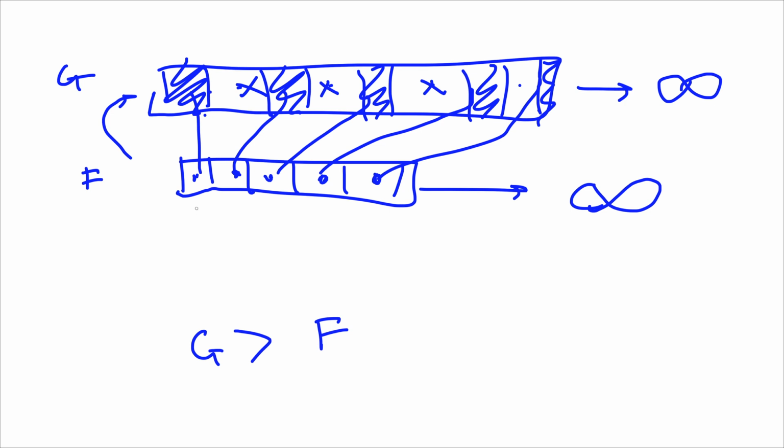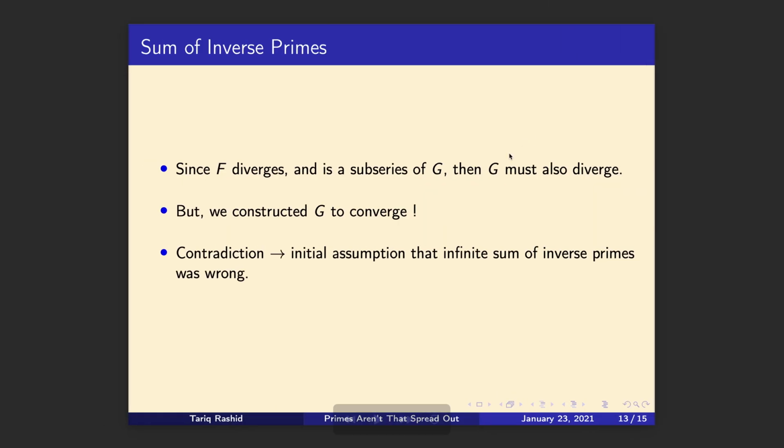So g is always bigger than f, and if f does diverge, then of course g does as well because it's bigger. So if f diverges, it's a subseries of g, then g also diverges. But at the start we constructed g to converge, remember? Let's have a look.